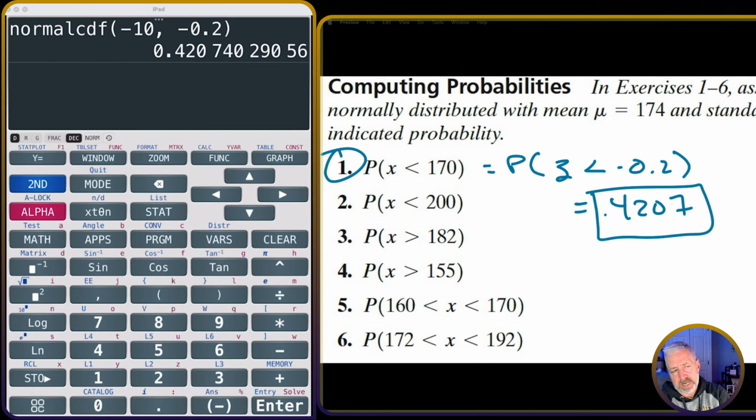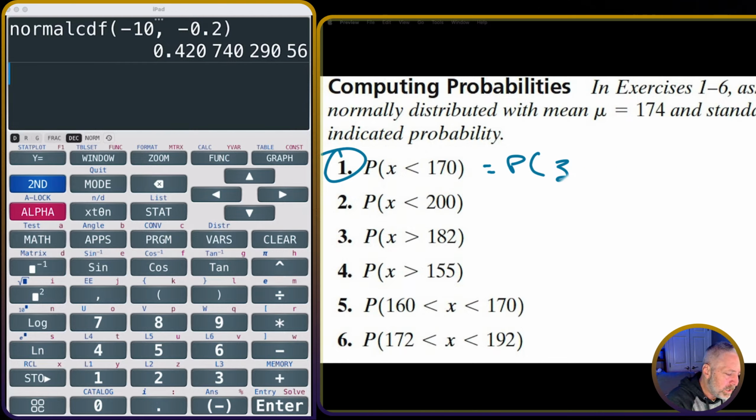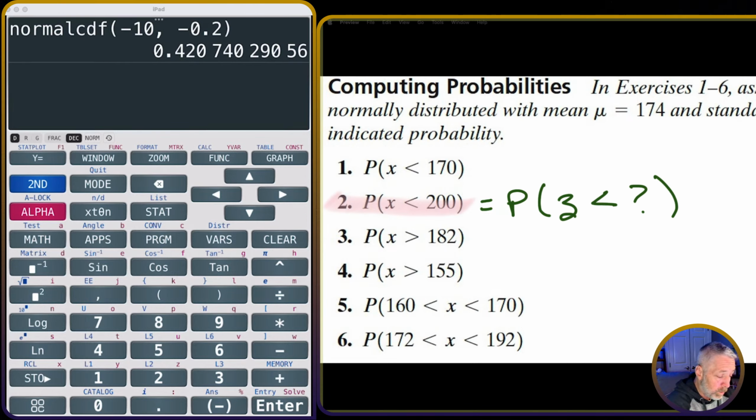So let me erase this off. Let's go to the next one. I'm just going to stay on this screen right here. So we are going to go to this one now. And what we're looking for here, we're not going to work with the probability that x is less than 200. We're going to work with the probability that some z-score is less than the equivalent to 200 within this particular normal distribution, where the mean is 174, standard deviation is 20.